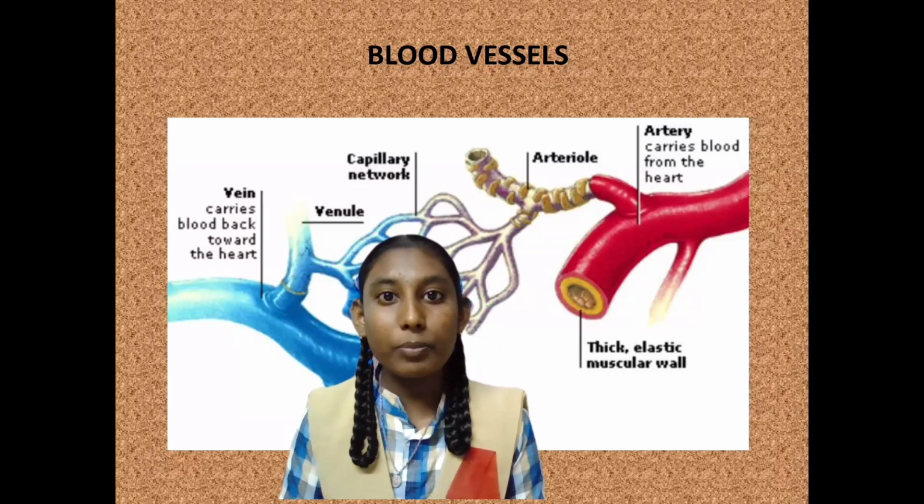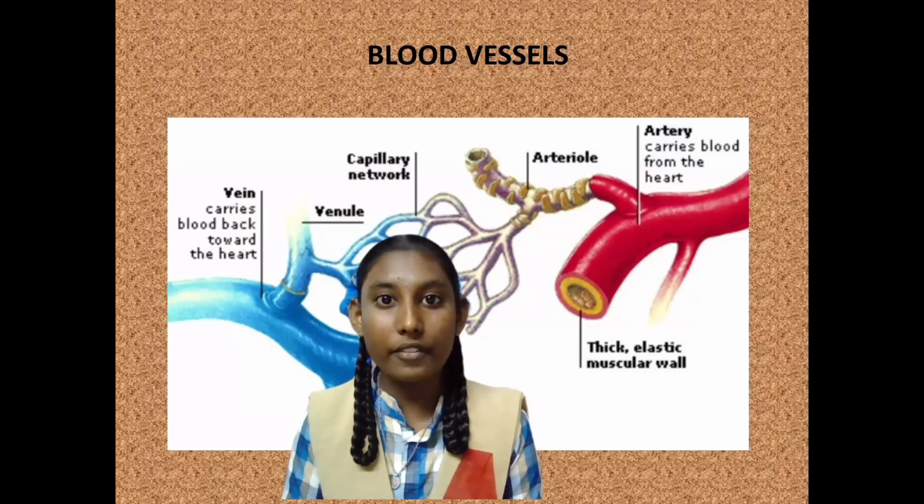Arteries carry blood away from the heart to different organs of the body. They have thick walls with narrow cavities through which blood flows. Since arteries carry blood away from the heart, blood flows under high pressure. The largest artery in the body is the aorta, and the smallest one is the pulmonary artery.